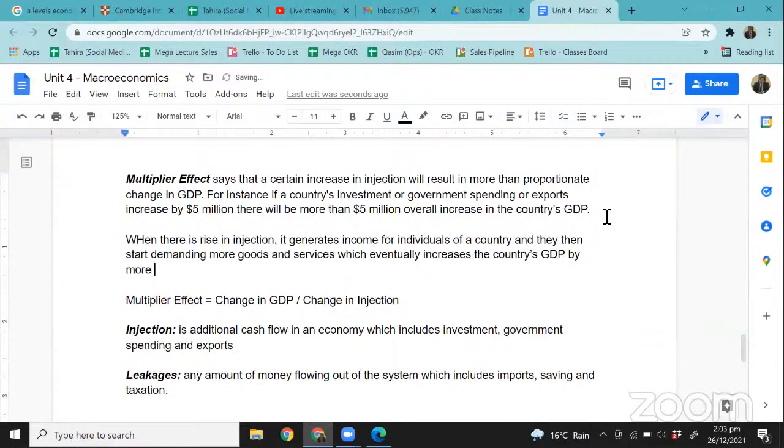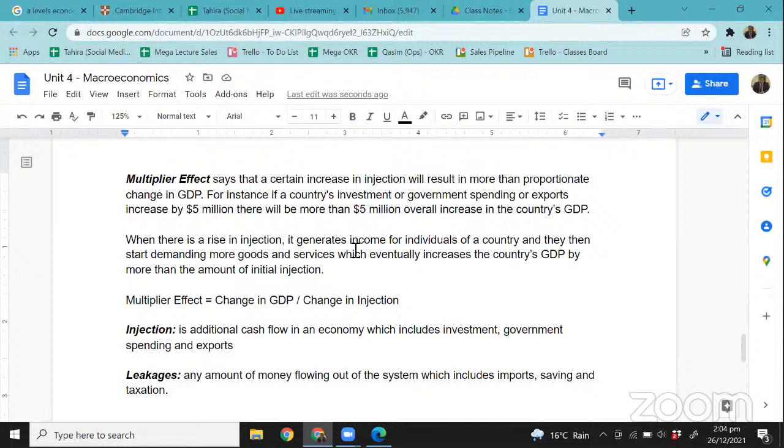By amount of injection. Okay, Preet, does it make sense? So what did we say? Why does the multiplier effect actually take place in real life? Because when there is a rise in injection, as I gave you a very comprehensive example, one of the businesses in Pakistan is expanding their operations, because obviously when there's more demand for the products, you have to expand your business, you will set up more factories, more production plants and whatever.